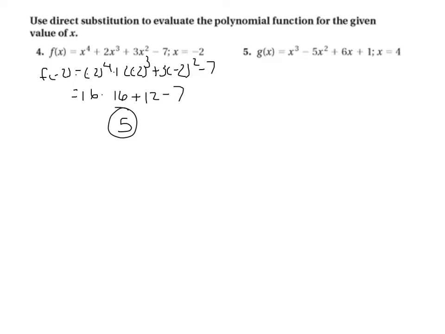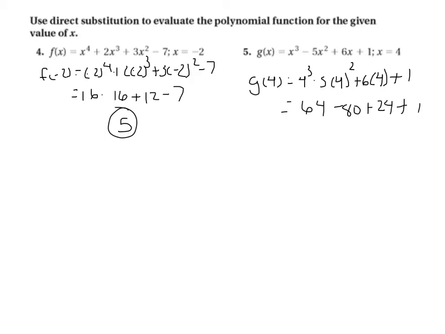So you get g of 4 equals 4 to the third minus 5 times 4 squared plus 6 times 4 plus 1. 64 minus, let's see, 16 times 5, 80, plus 24 plus 1. 64 minus 80 plus 24 plus 1. 9. Okay?